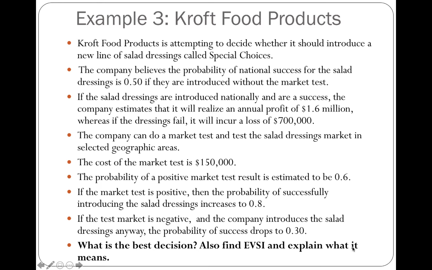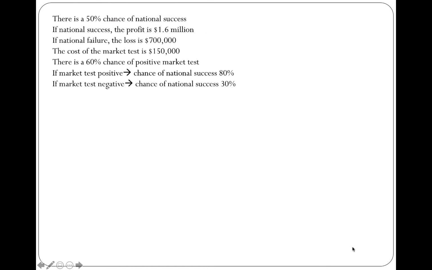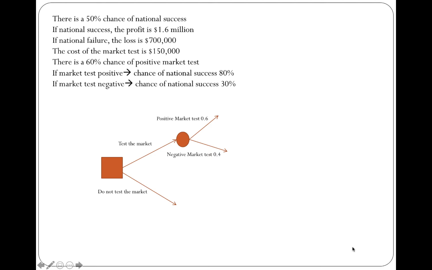Given this problem statement, they want to know the best decision to go with, and they also want to know the expected value of sample information. Here I have put a summary of the problem statement. The first decision this company is facing is: should they do a market test or not? If they do a market test, they would see two possible outcomes, either positive results or negative results.